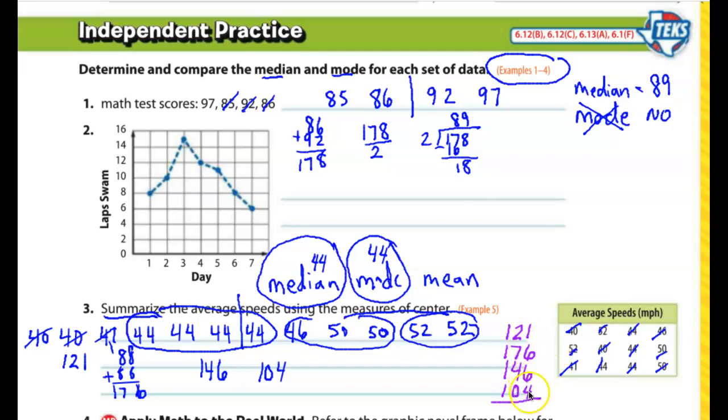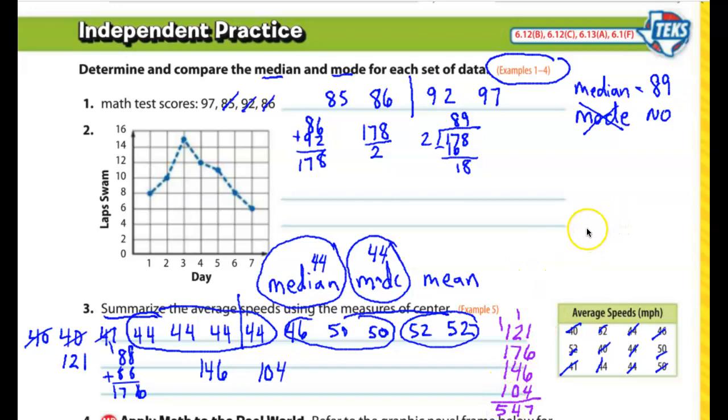So 6 plus 4 is 10. 6 plus 1 is 7. So that's 17. Carry that. 1 plus 2 is 3. Plus 7 is 10. 10 plus 4 is 14. Carry that. 1 plus 1 plus 1 plus 1 plus 1 is 5.